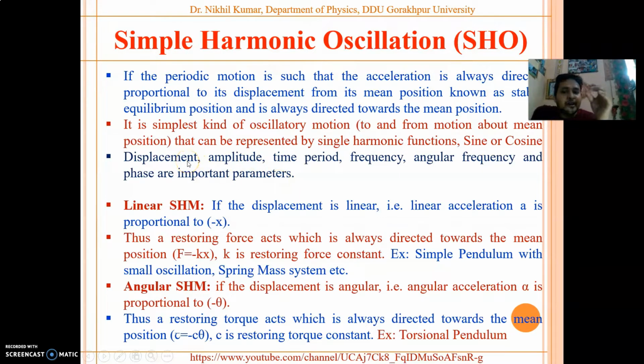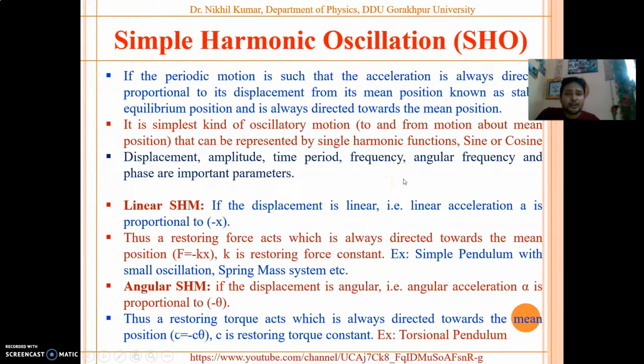So what is displacement? At any instantaneous time t, the position of the object from its mean position is known as displacement. The amplitude, the maximum displacement at one side of the particle, is known as amplitude. The time period, the time taken in one complete oscillation, is known as time period, and frequency, the number of oscillations per second, is known as frequency. Angular frequency and phase we will see in coming slides.